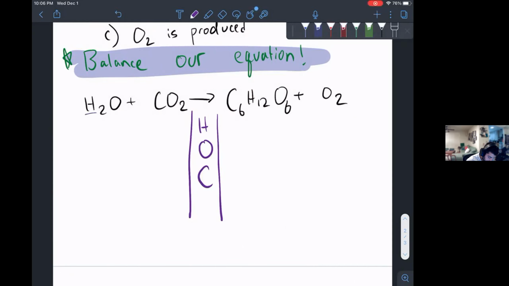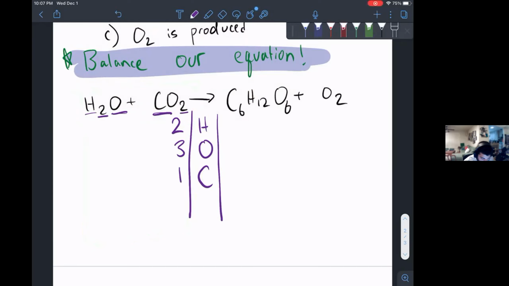We have an H, an O, and a C. And now we have O again, but we've already got it. And we have the same on the other side. So what I'm going to do is count how many of each we have on first the left side of the equation. All right. So I see that I have two hydrogens because of that two right there. I have 1, 2, 3 oxygens, and I have 1 carbon.